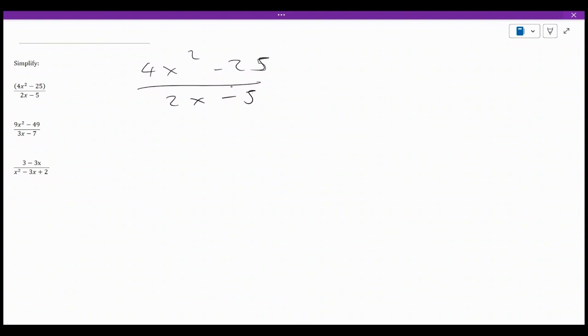Now, what do we see? Well, remember what I said about difference of two squares, right? 4 is a perfect square, x squared is a perfect square, also 25, right? Why? Because when we put them under a square root, we get a natural number without any remainders. We get just a perfect number, right? So what we have on top is a difference of two squares.